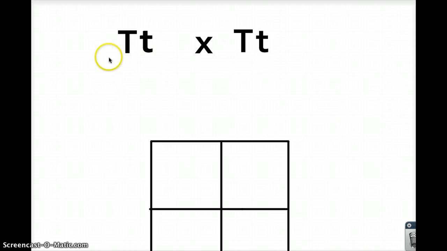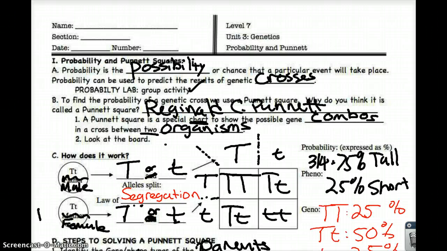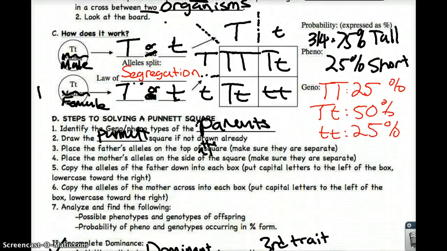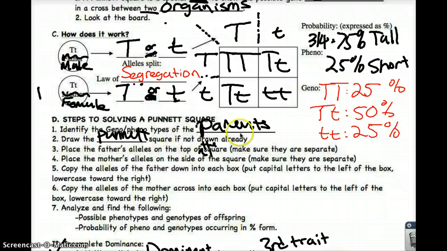And when we're crossing this, you can see that the parents are always written at the top, at least the genotypes. That way you know what it is you're crossing. Your Punnett square should be separate. So the phenotypes are usually given to you, and you have to make sure you record the correct genotypes. So that is the first step, and in this case we know what the parents are, so it says draw the Punnett square if not drawn already, and that is completed here and on my next page.